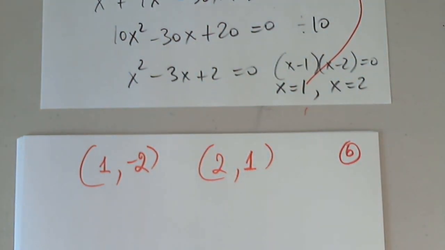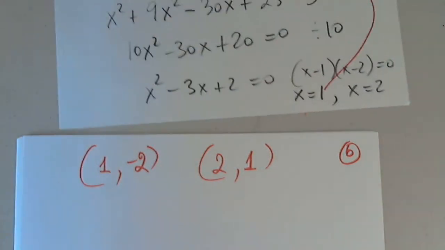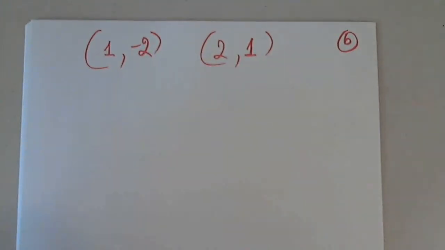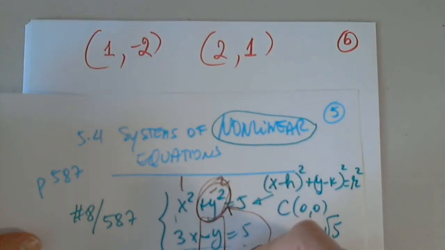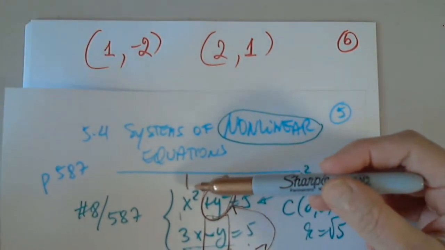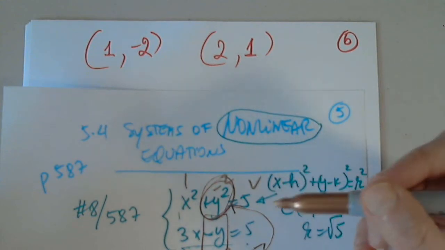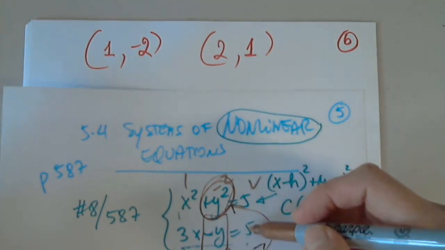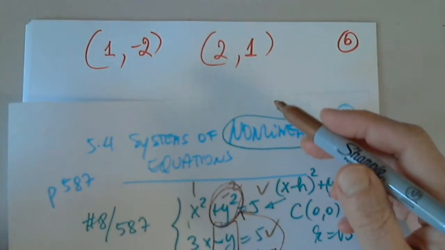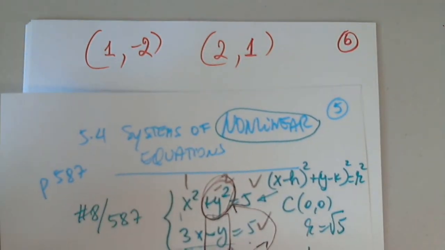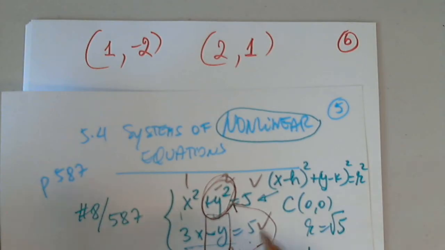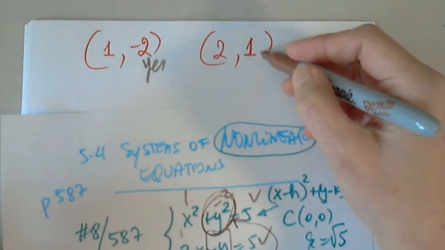Does this work? I have no clue. I can only hope. I go back to the original system. And 1, negative 2: 1 plus 4 is 5, yes. 3 plus 2 is 5, yes. And then I'm checking 2 and 1. 4 plus 1 is 5, yes, correct. And 2 times 3 is 6, minus 1 is 5. Yes.